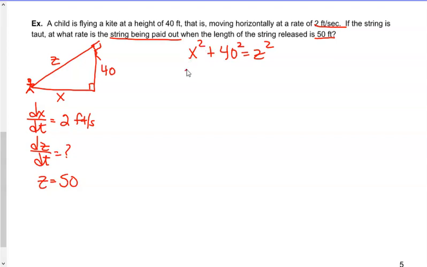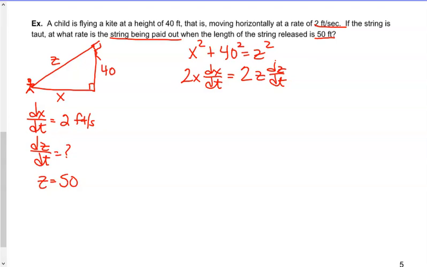I now need to differentiate that with respect to time. So I'm going to take the derivative of this as 2x times dx over dt. Set that equal to, because what's the derivative of 40 squared? It is just a number, therefore the derivative is 0. Take the derivative of the right side, gives me 2z times dz over dt with respect to time.